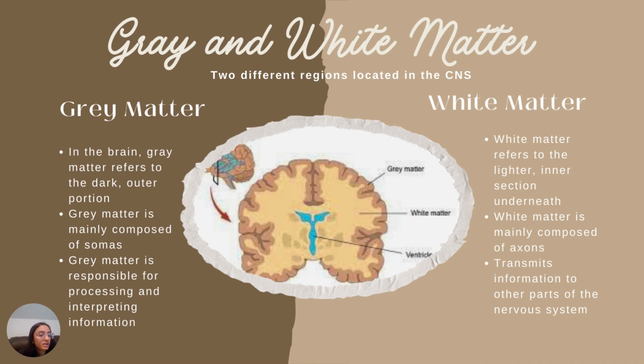Gray matter is mainly composed of somas, while white matter is mainly composed of axons, which are parts of the neuron we discussed earlier. Gray matter is responsible for processing and interpreting information, while white matter transmits information to other parts of the nervous system.